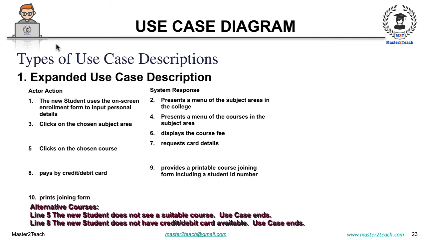Let's go through the alternatives. Alternatives are nothing more than listing out wherever the use case can end. For example, in line number 5, the actor clicks on the chosen course. What if the client or customer could not find a suitable course for him or her? We write alternative courses in line number 5: the new student doesn't see a suitable course, the use case ends. Also, line number 8 says the student pays by credit card or debit card. What if the user doesn't have card details? The new student doesn't have a credit or debit card available, the use case ends. In this way, we list out wherever the use case can end in the alternative section.